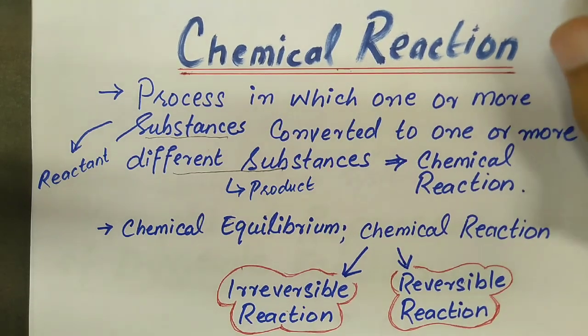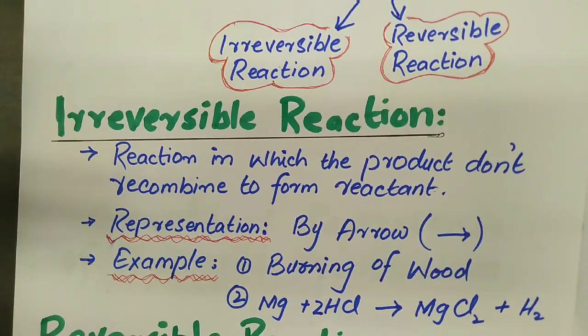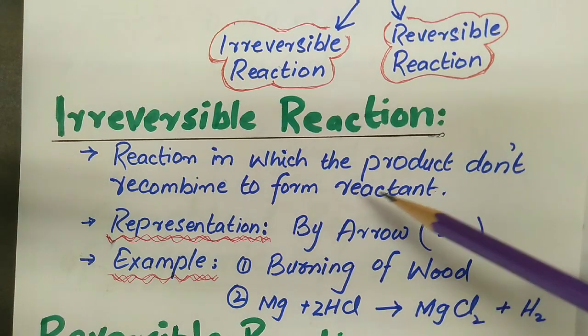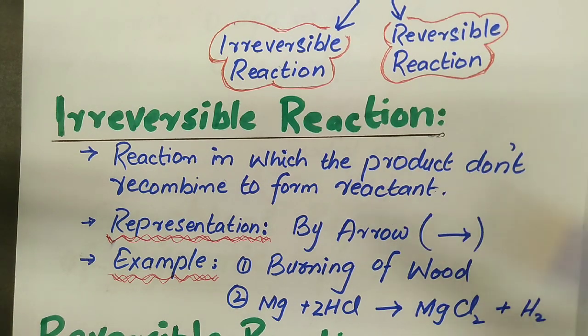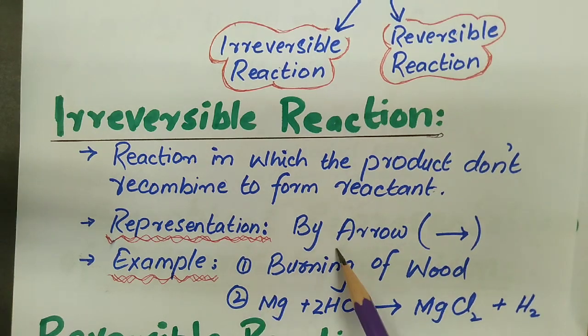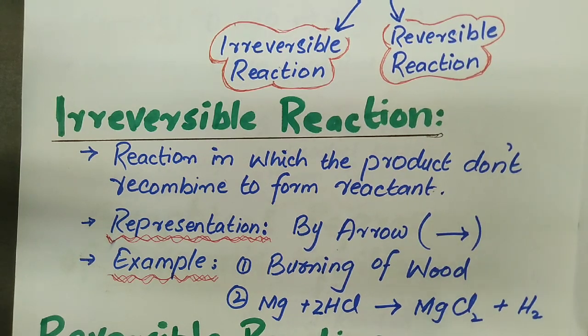So first of all, irreversible reaction. An irreversible reaction is a reaction in which the product does not recombine to form the reactant again. It means the product will not shift back to the reactant. Once the product is formed, fully and completely, it will not return to its initial condition. It is generally represented by an arrow pointing from the reactant to the product side.